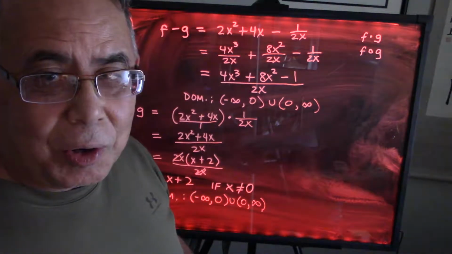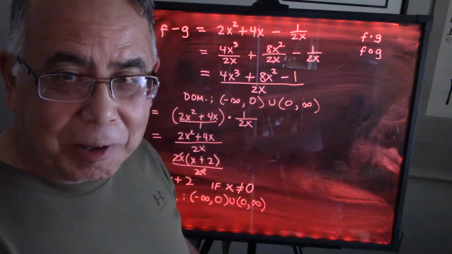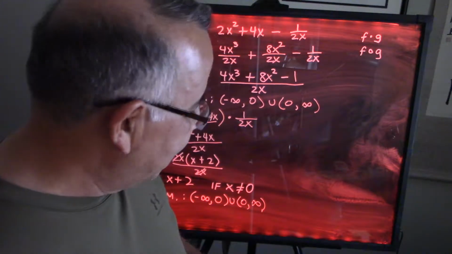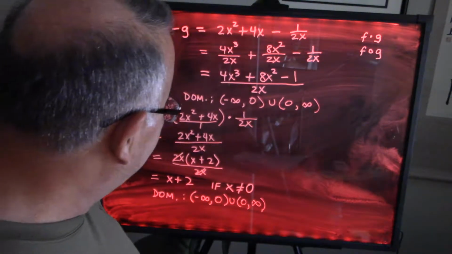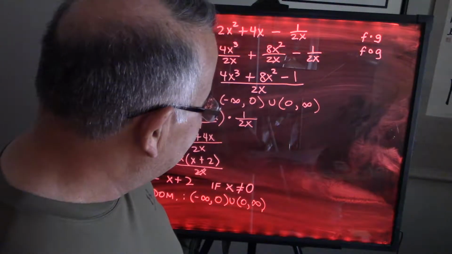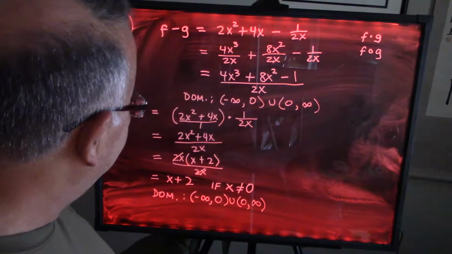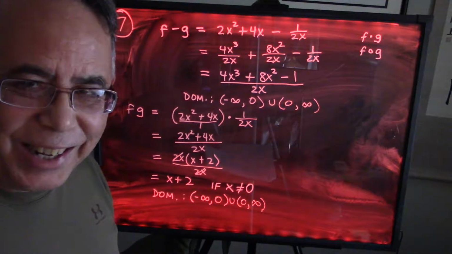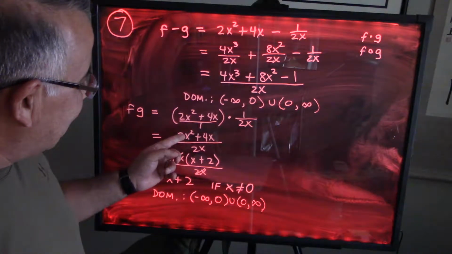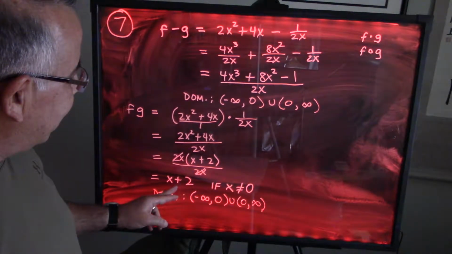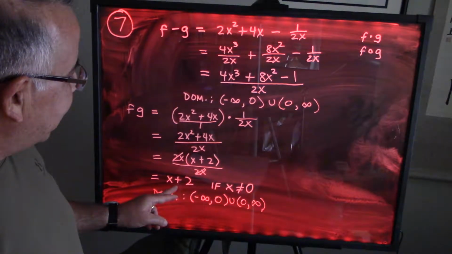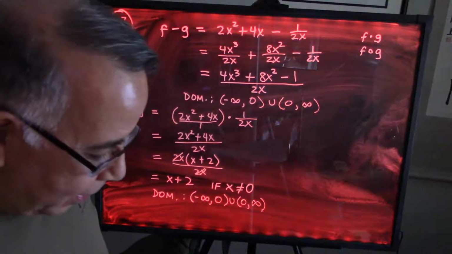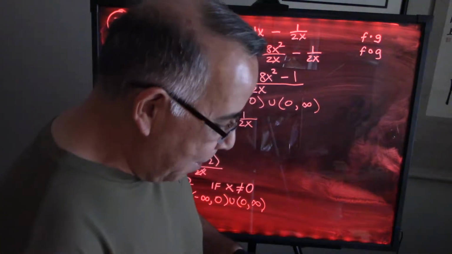So canceling does have some risks, especially when you're working with these rational functions. You're tempted to think, oh yeah, this is equal to that. Well, almost equal, but the domains are different. This one has all real numbers as its domain, and this one has all real numbers except 0 as its domain. So keep that in mind.